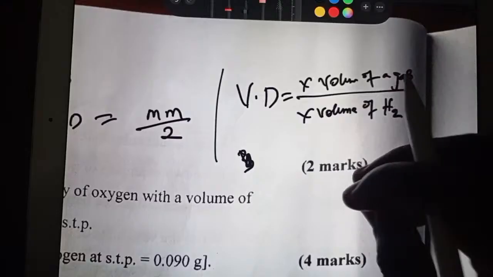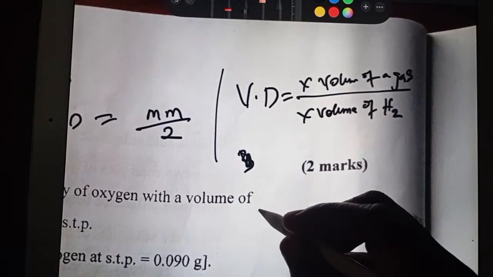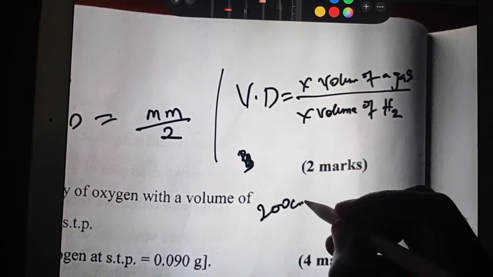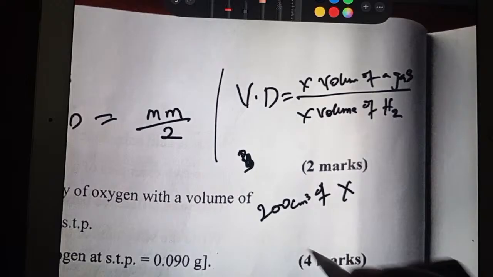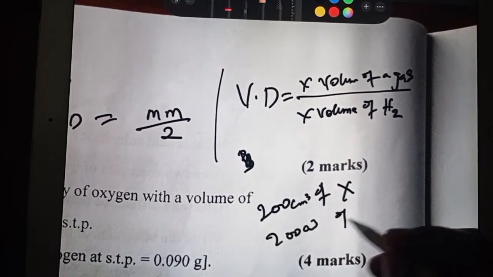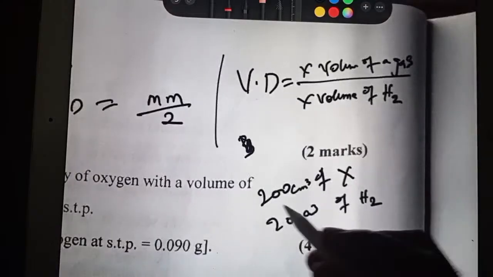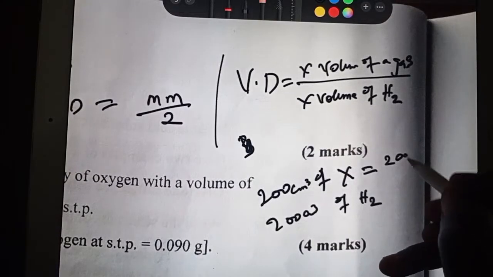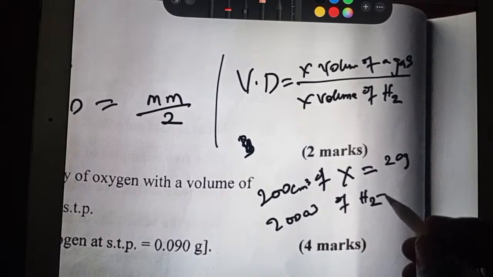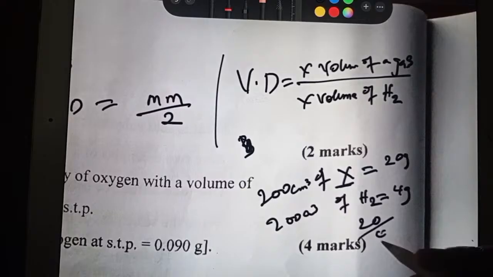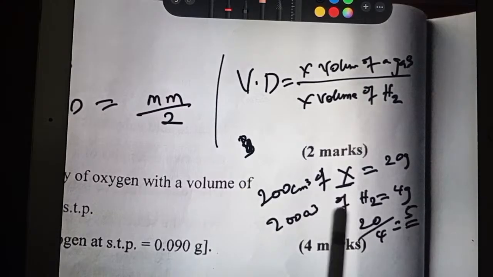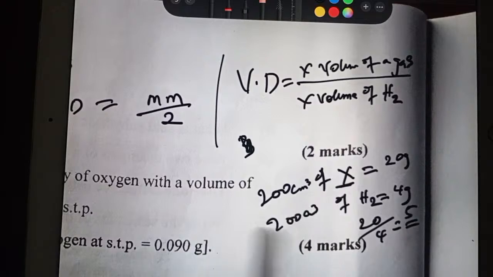If I am 2 times heavier than the same volume, meaning if you bring, for instance, 200 cm cube of X as a gas, and also bring 200 cm cube of hydrogen, and you discover that 200 cm cube of this gas weighed 20 grams, while the 200 cm cube of hydrogen gas at the same temperature and pressure weighed 4 grams. Guess what? The vapor density of this gas X is equal to 20 divided by 4, which gives you 5, which means this gas X is 5 times as heavy as the same volume of hydrogen gas.